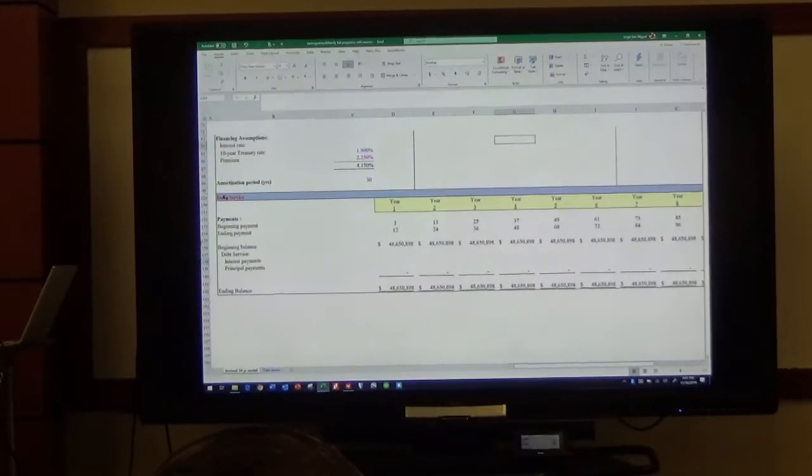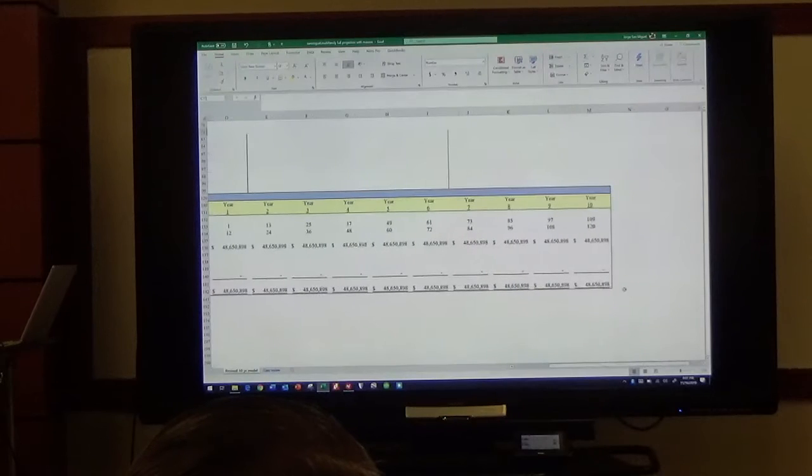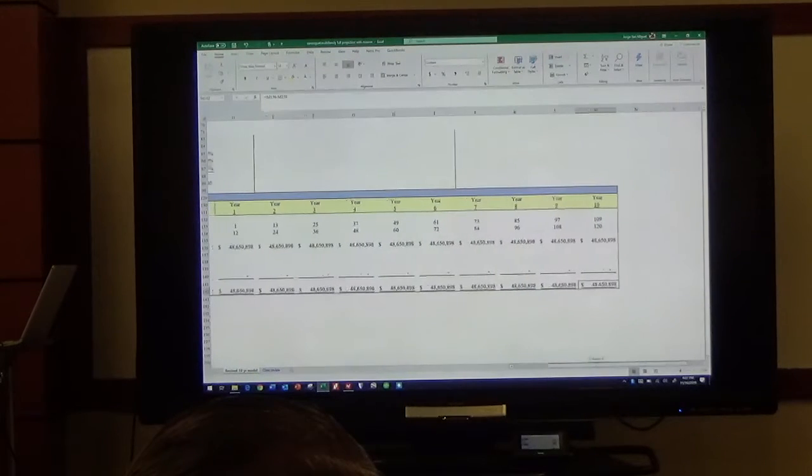So here's your assumptions. Here's your opening debt. And here's your cost of debt. This is a 30-year amortization, okay? And you should be able to build this for the 10 years. And you're going to submit it at the end of... So I'm going to be looking for that, okay?